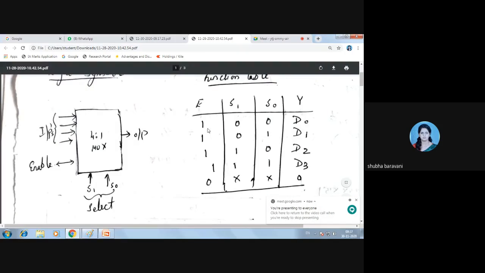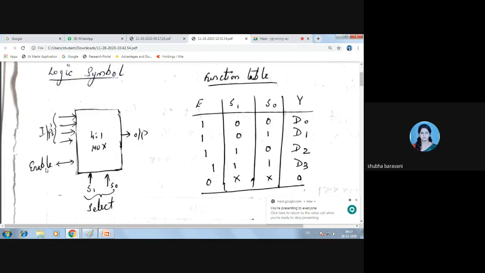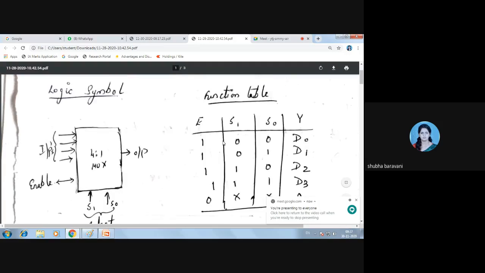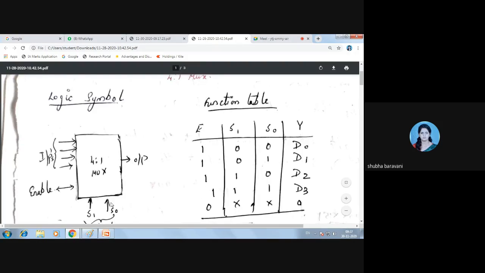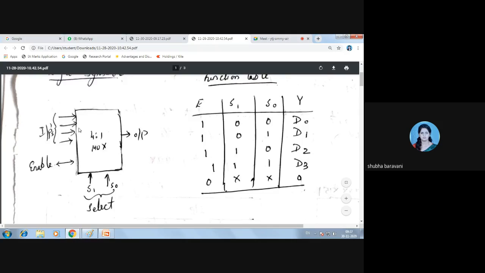Okay. Now see. So for this IC to be in the working condition in the active state, my enable has to be 1. So in the function table, you can see I have made E as 1. Okay, enable is 1. Now in order for one of the inputs to be reflected at the output, S1 and S0 have to be selected properly. That is why the name is select, given as S1 and S0. Okay, now I'll take the first condition, S1 and S0 both being 0.